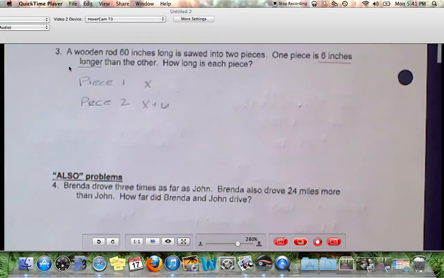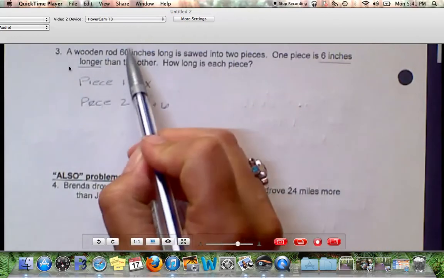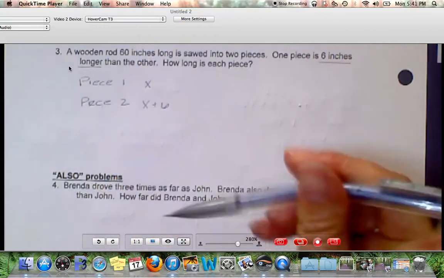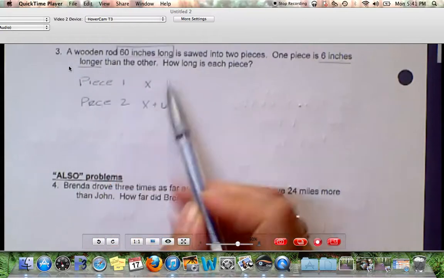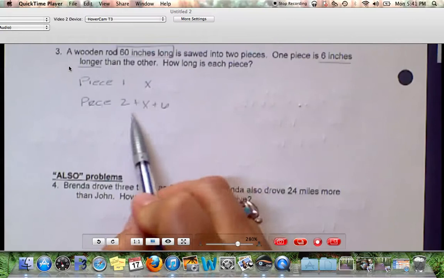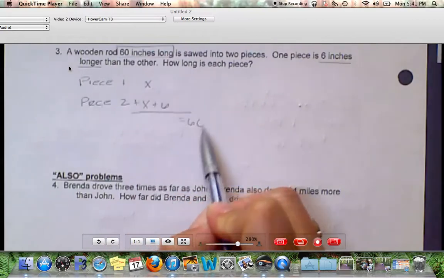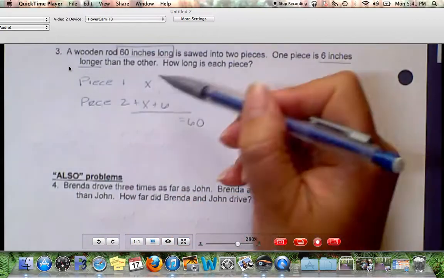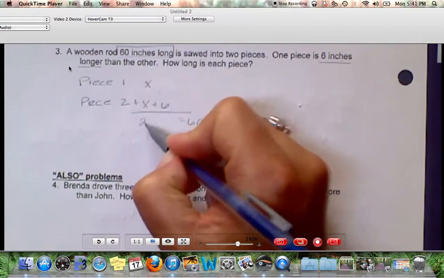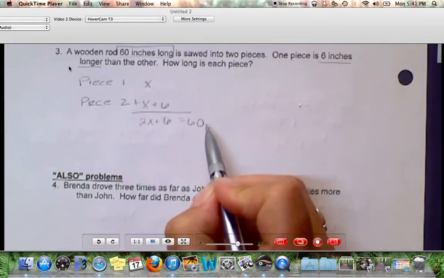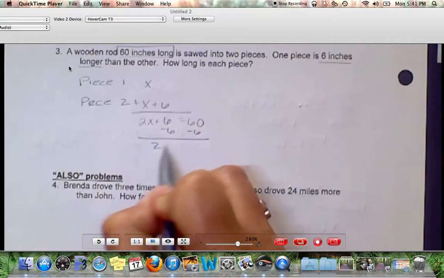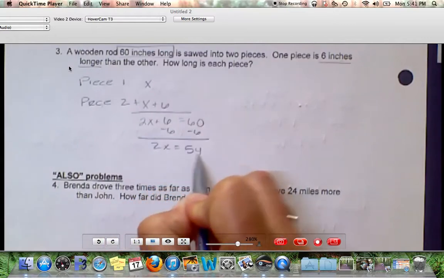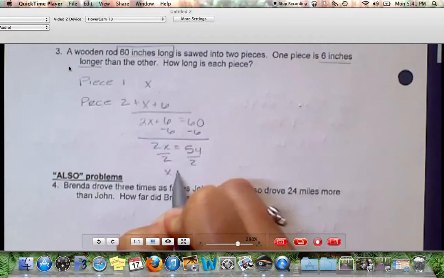Now, here you have to go back to how long the wooden rod is in the beginning. It's originally 60 inches long. That means these two pieces, when you add them together, should equal 60 inches. So when we add these two pieces together, we get 2x plus 6 equals 60. We're going to subtract the 6 from both sides, and we get 2x equals 54. Divide by 2, and we get x equals 27.